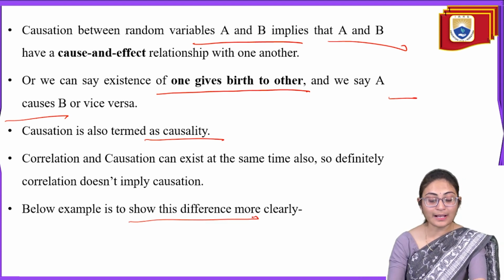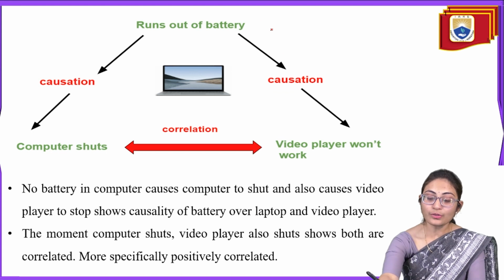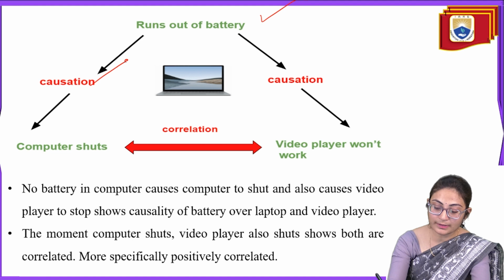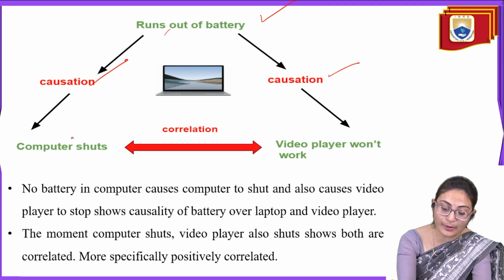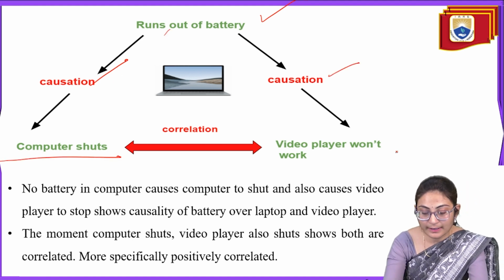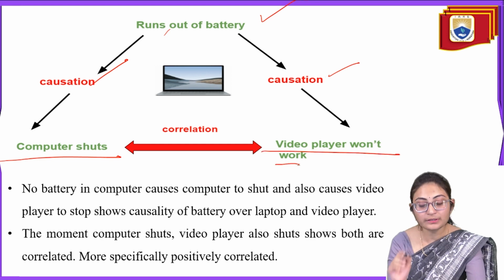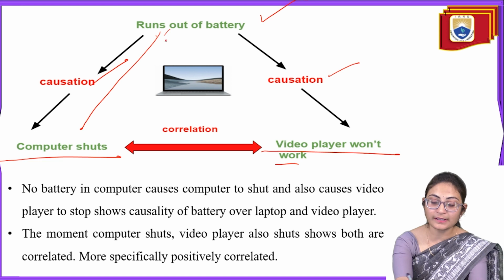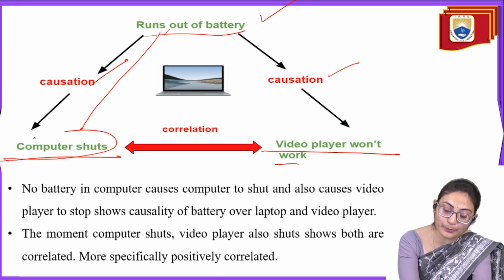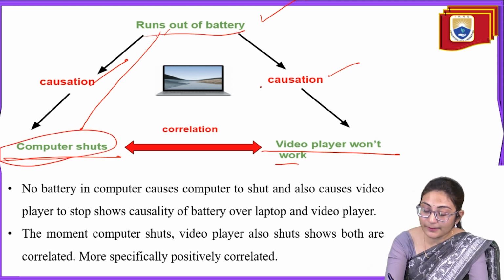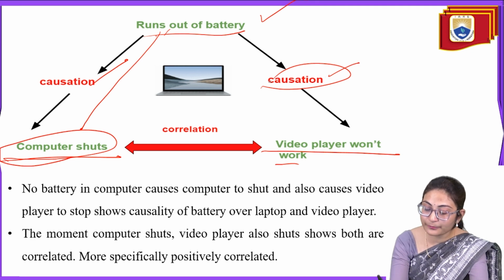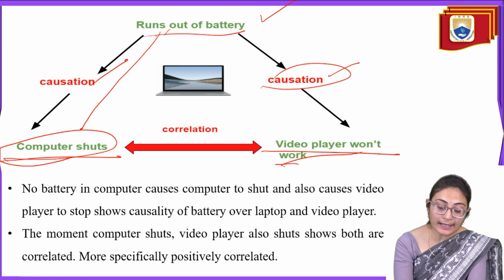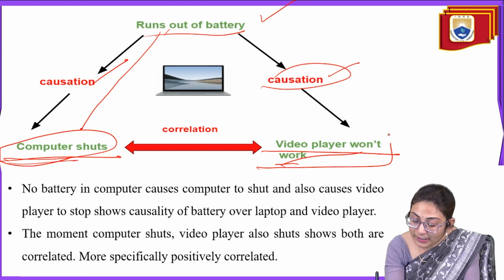There are some examples. Running out of the battery. This is causation. Run out of the battery, the computer shuts down, and the video player won't work. That means it is showing causation: if you run out of battery, your computer can shut down, or we can say the video player won't work also. So this is the causation, the computer shuts down and the video player won't work.